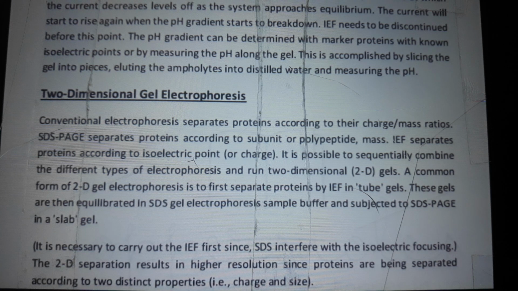A common form of 2D gel electrophoresis is to first separate proteins by IEF in tube gels. These are then equilibrated in SDS gel electrophoresis sample buffer and subjected to SDS-PAGE in a slab gel. It is necessary to carry out the IEF first since SDS interferes with isoelectric focusing. The 2D separation results in higher resolution since proteins are being separated according to two distinctive properties, that is, charge and size.